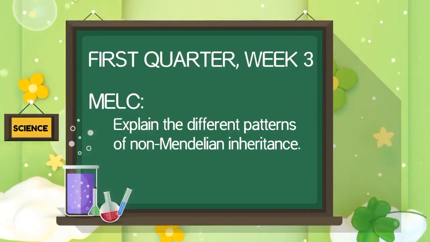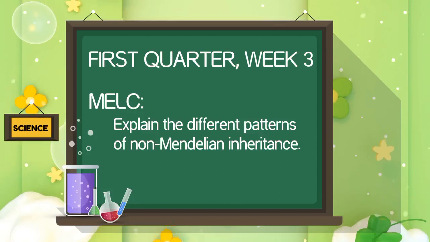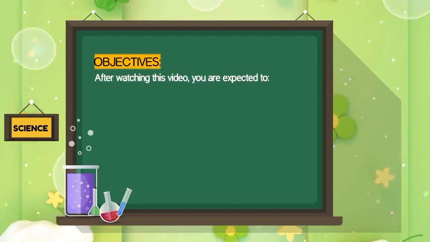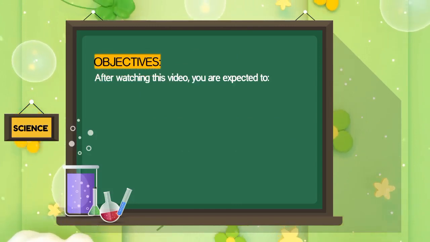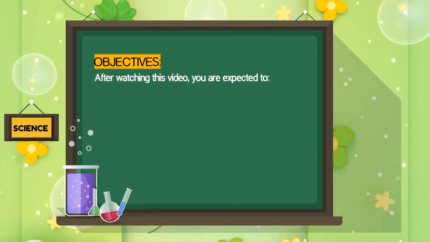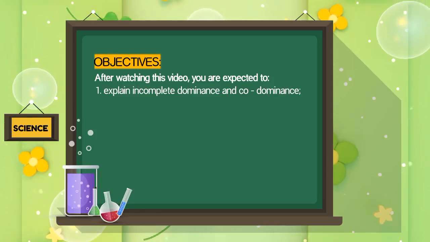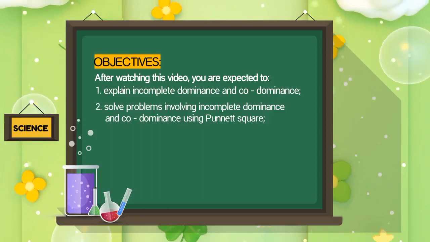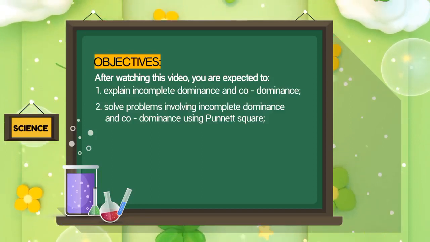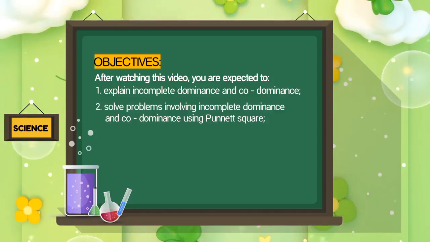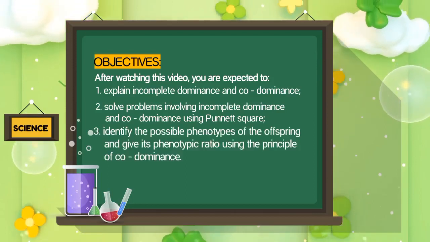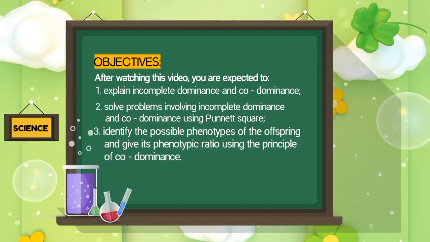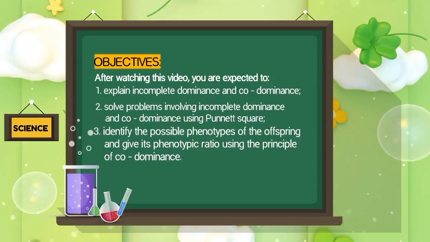In this video, I'm going to talk about the different patterns of non-Mendelian inheritance. After watching this video, you are expected to achieve the following learning objectives. First, explain incomplete dominance and codominance. Second, solve problems involving incomplete dominance and codominance using Punnett square. And lastly, identify the possible phenotypes of the offspring and give its phenotypic ratio using the principle of codominance.